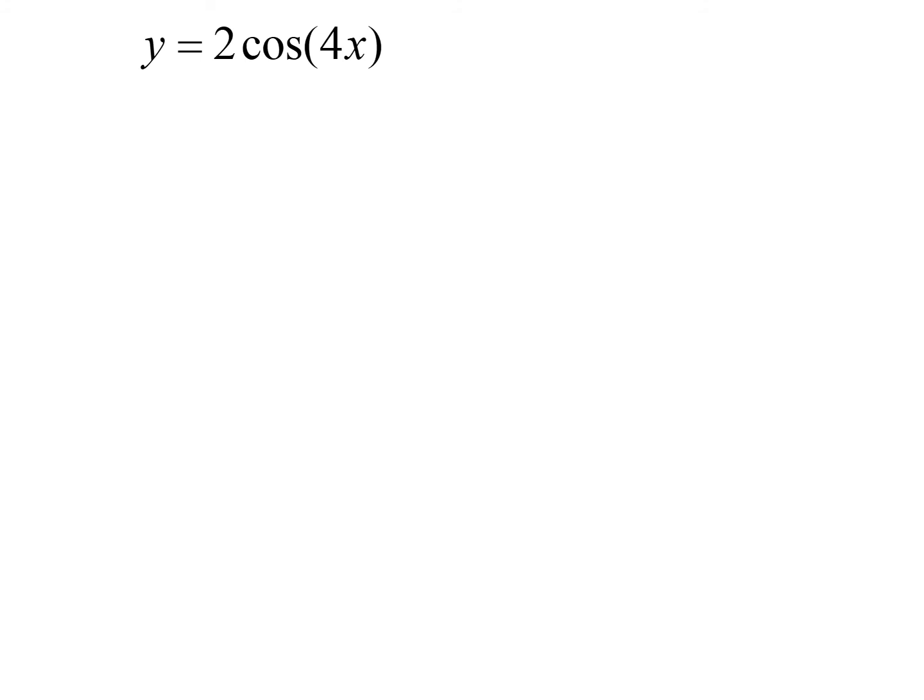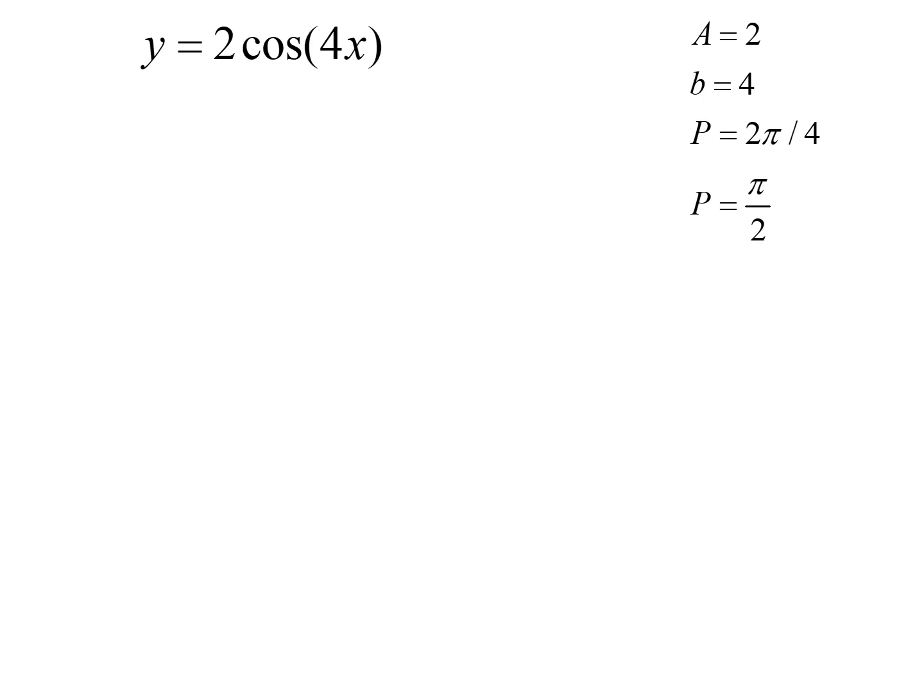Let's try one where the period is not equal to 1. It makes it a little bit tougher. So my amplitude is 2. My B value is 4. So my period is 2 pi over the absolute value of 4, which is 4. So my period is pi over 2.